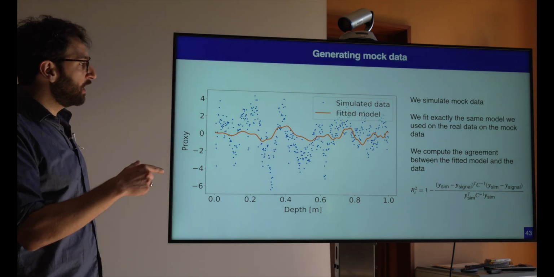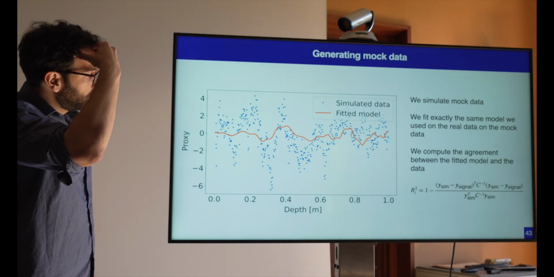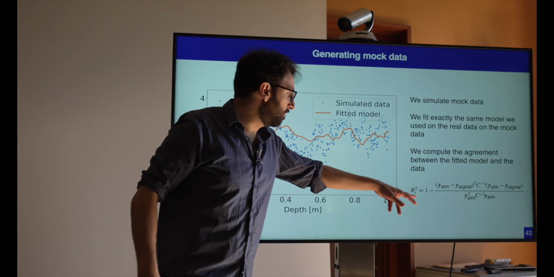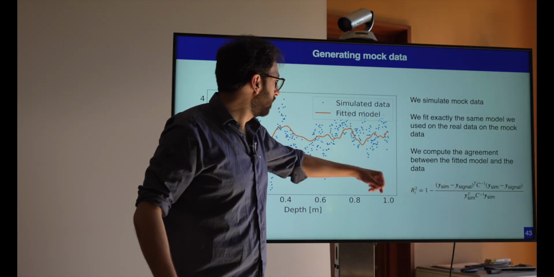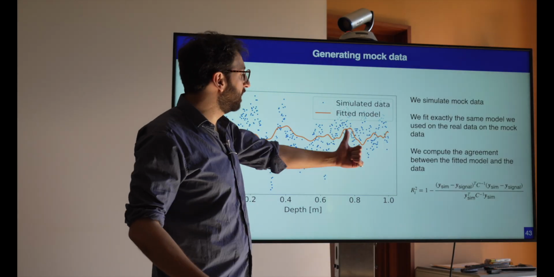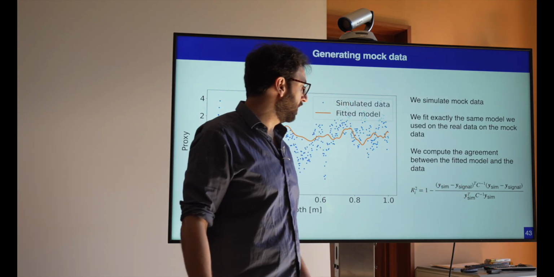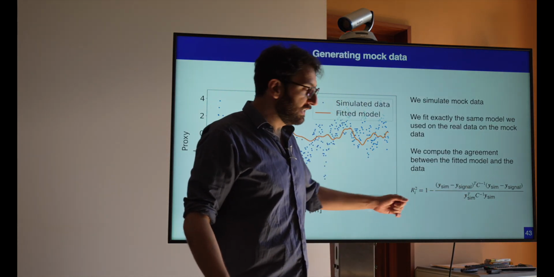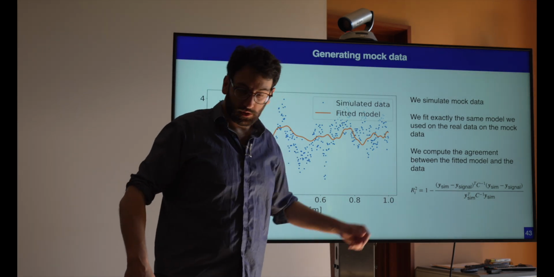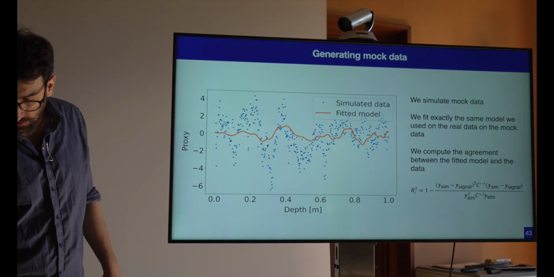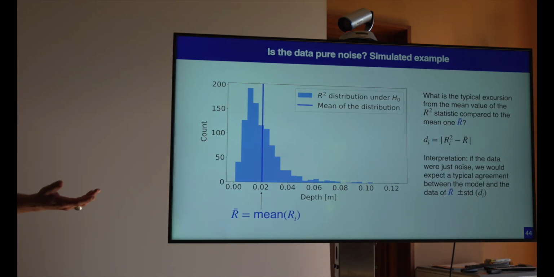So each time I recompute a measure of the fit of my astronomical signal, my fake astronomical signal, on my fake data. So this is the simulated data, this is the fake astronomical signal. Each time I do a different realization of my fake data, I have a new value of the agreement between the model and the data. So I can plot the histogram of these values.